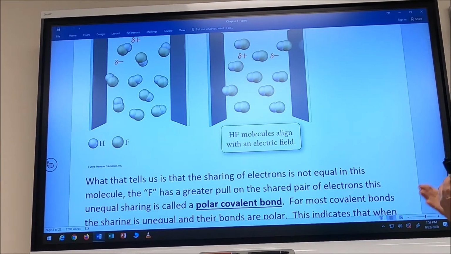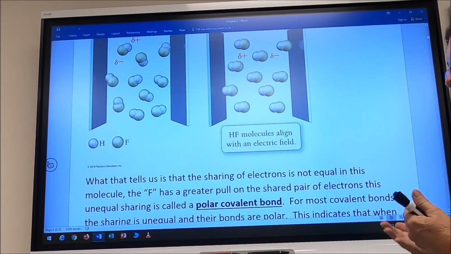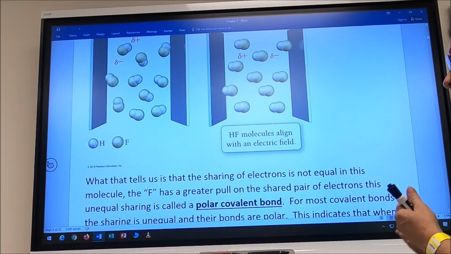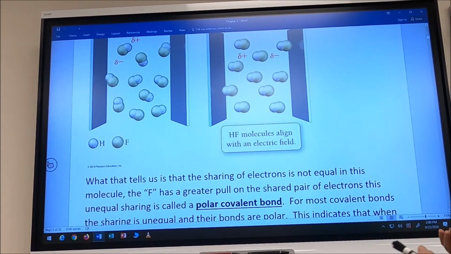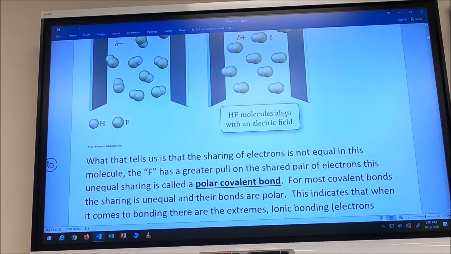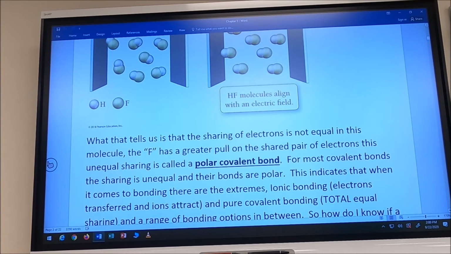Okay? So that tells us that when atoms share electrons, there's a good chance that they're going to share those electrons unevenly. And when we have uneven sharing of electrons, we call it a polar covalent bond. Most covalent bonds are polar. Okay? There are some examples of non-polar equal sharing, but most are polar.